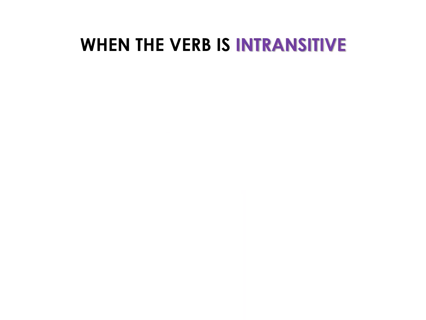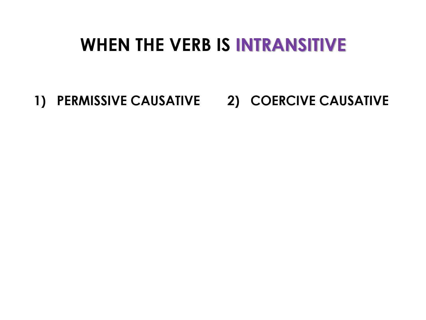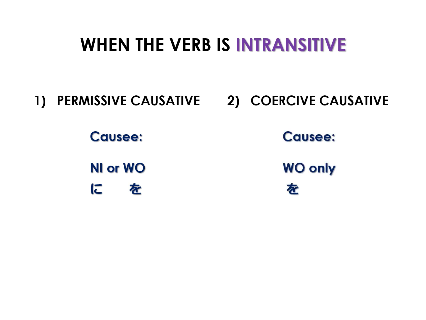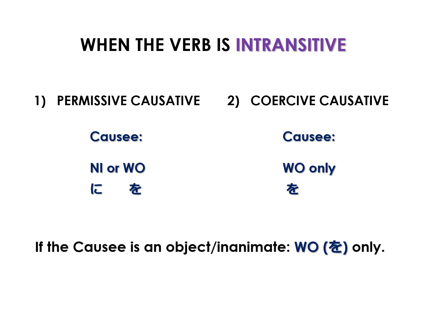When the main verb is intransitive, we always need to pay attention to whether the sentence is a permissive causative or a coercive causative. When it's a permissive causative sentence, we can use either particle ni or wo for the causee. If it's a coercive causative sentence, then we can only use wo for the causee. Also, if the causee is an object or inanimate, we can only use the particle wo for it.